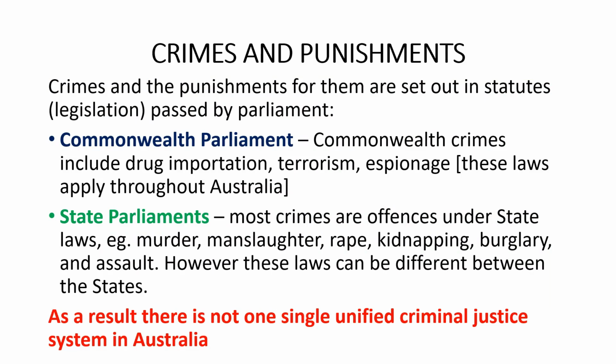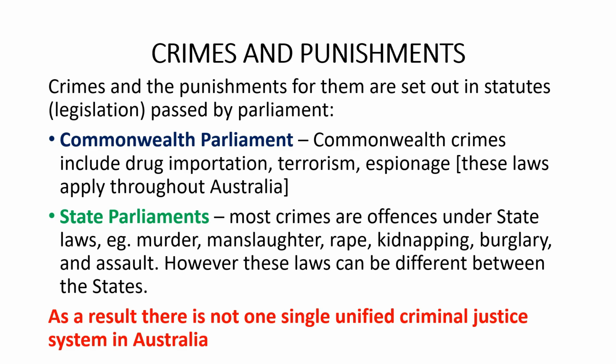As you know, in Australia, we have a national parliament, that is the Commonwealth Parliament, that makes laws for the whole of Australia, and separate state parliaments that each make laws for their particular state. The Commonwealth Parliament has made a number of laws about crimes such as drug importation, terrorism, and espionage or spying. These are laws that apply throughout Australia, and so, for example, drug importation is a crime whether it is committed in Victoria or in Western Australia.